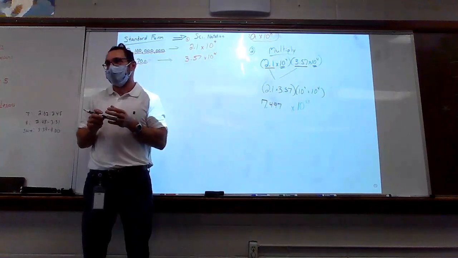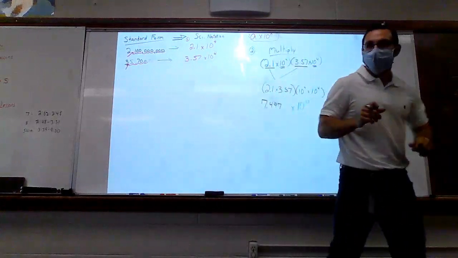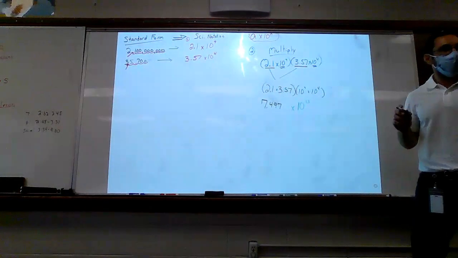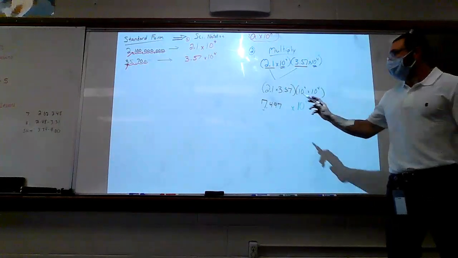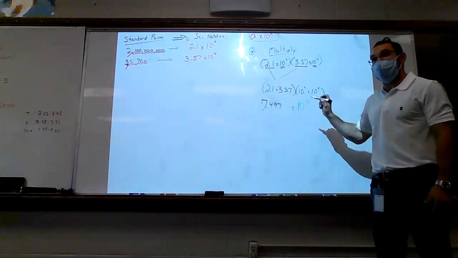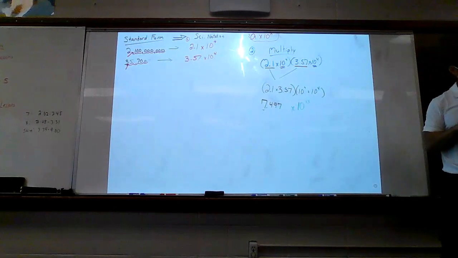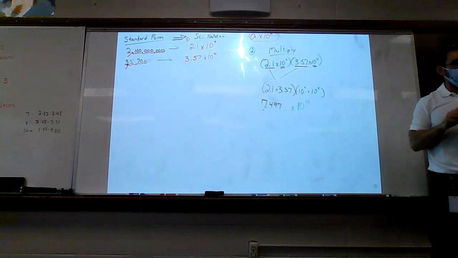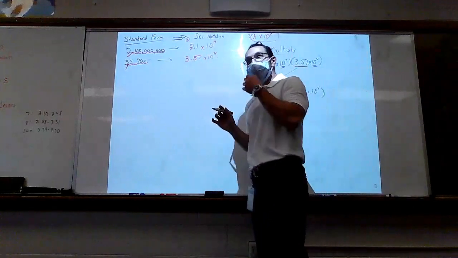I need somebody else. Chris, why is this in scientific notation? Because it is less than 10 and greater than 1. Okay, so Camilla, A is less than 10 and at least 1, and we're multiplying by a base of 10 with an integer. So Camilla, why is this scientific notation? Because it's bigger than 1 and less than 10. Good enough.